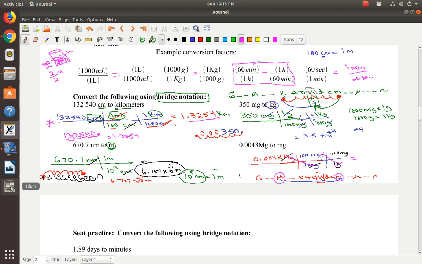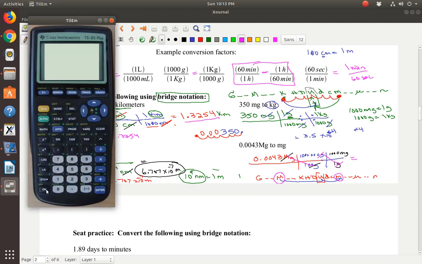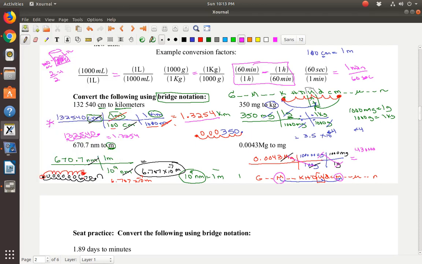And now all we need to do is do the math on our calculator. All right, so let's go ahead and do that one. 0.0043 megagrams. We're going to multiply it now by 1,000,000, or 10 to the 6th. And we're going to multiply it again by 1,000, because if it's on the top, you multiply it; if it's on the bottom, you divide. Enter. So 43 with 5 zeros behind it.